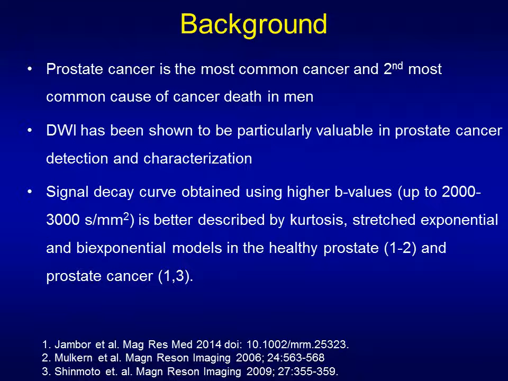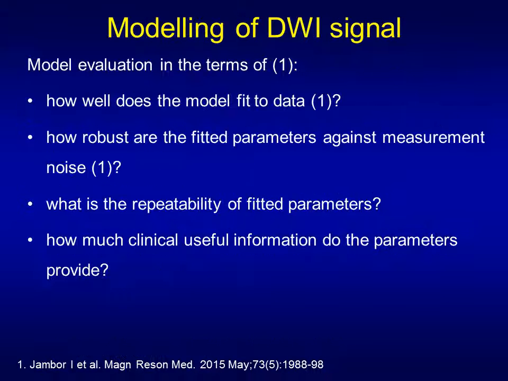cancer characterization. Previous studies have demonstrated that the signal decay obtained using diffusion-weighted imaging and b-values up to 2000 or even up to 3000 is better described by kurtosis, stretched exponential, and bi-exponential models, respectively functions, in healthy prostate but also in prostate cancer. In our previous study, we evaluated these four models in terms of how well the model fits the data and also how robust the parameters are, either using simulations or using repeated measurements.